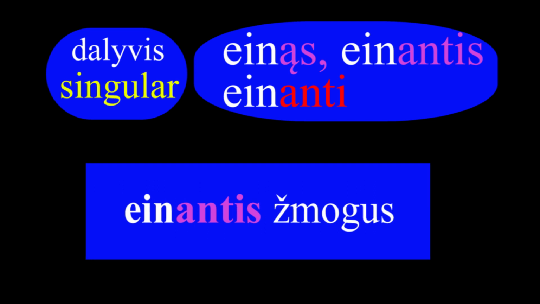Participle is the form of verb, but it has characteristics of adjective as well. It's like what kind of a person? A person who is going. Einantis. Ateinantys metai. Coming year. The year which is coming. Skrendantis paukštis. A flying bird.